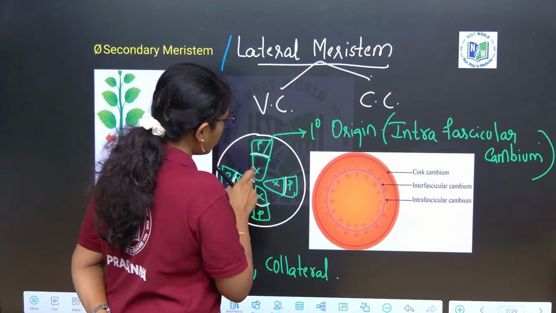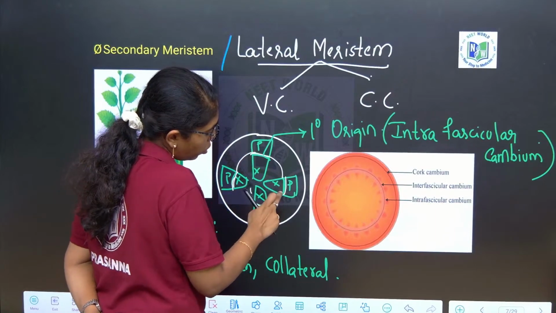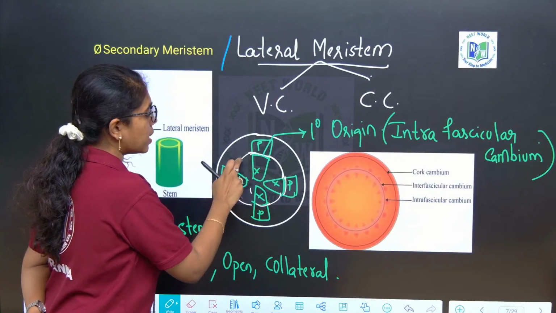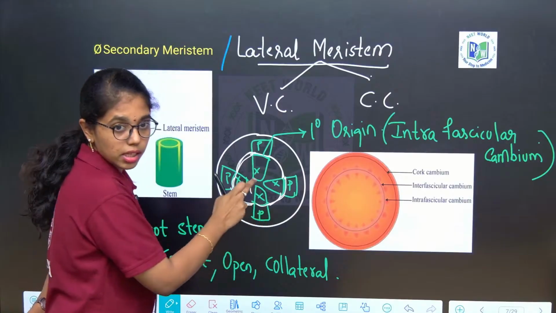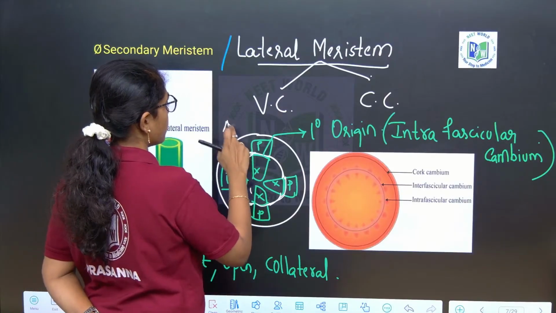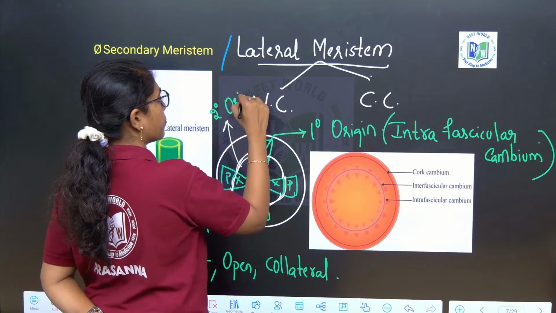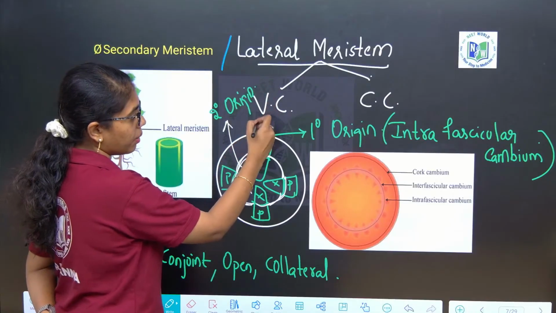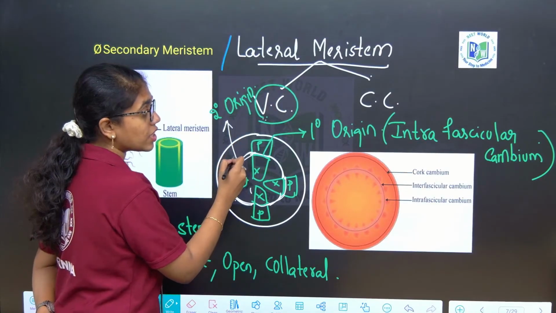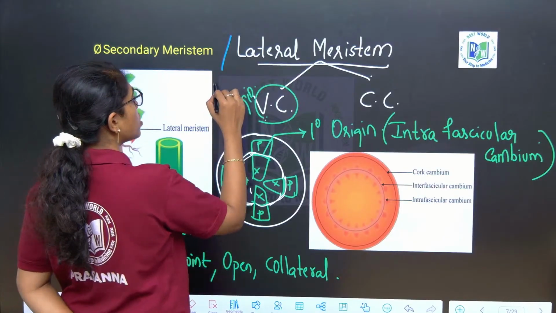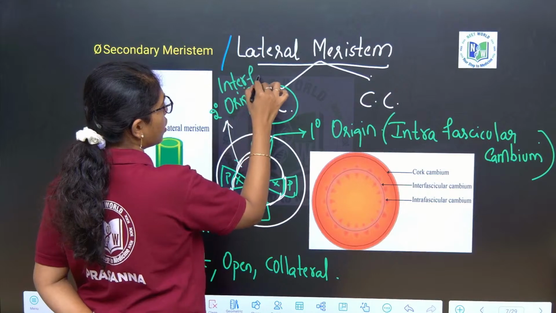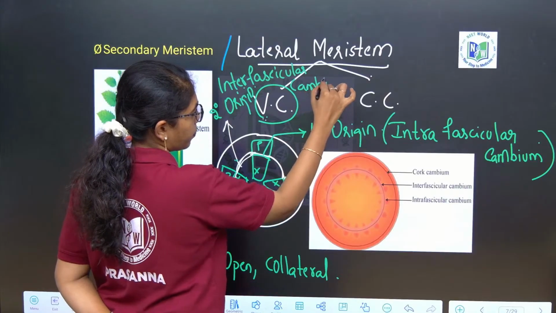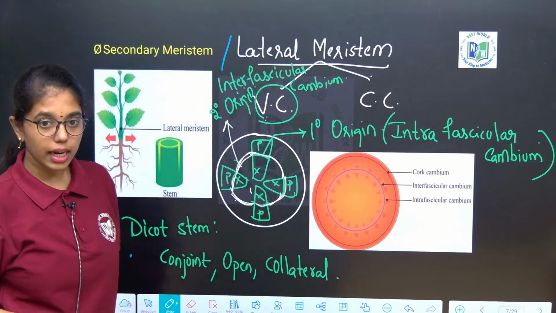Next, interfascicular cambium, which is present in between two vascular bundles like this. It is present in between two vascular bundles. This is secondary in origin. Now, you can call it a secondary meristem. So, in vascular cambium, what is secondary in origin? Interfascicular cambium. Okay, understood? Clear, right?